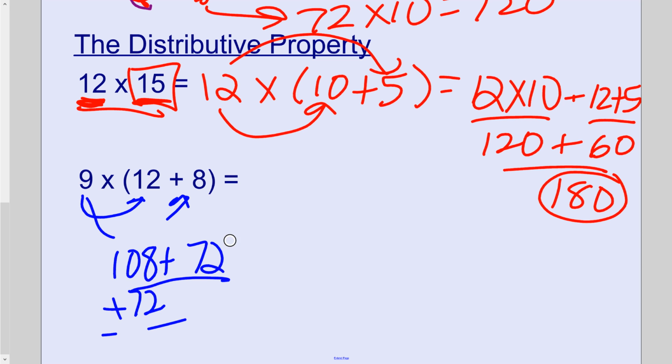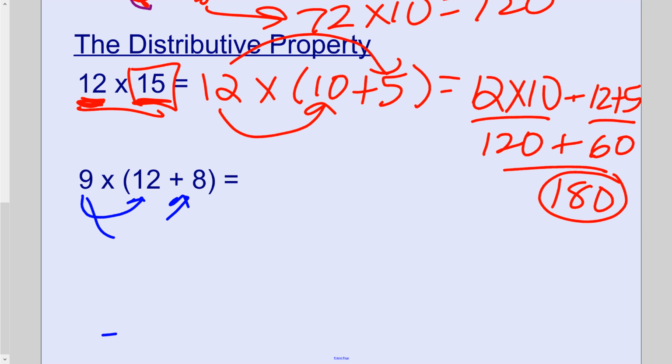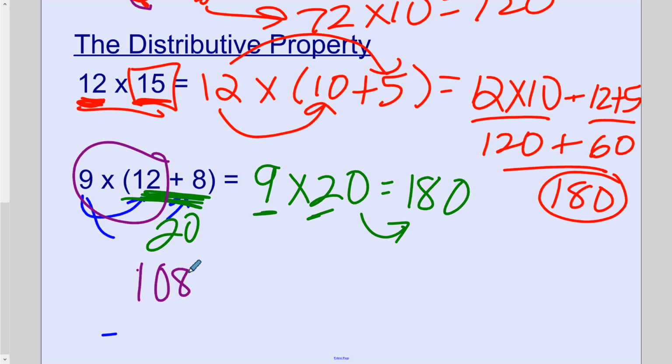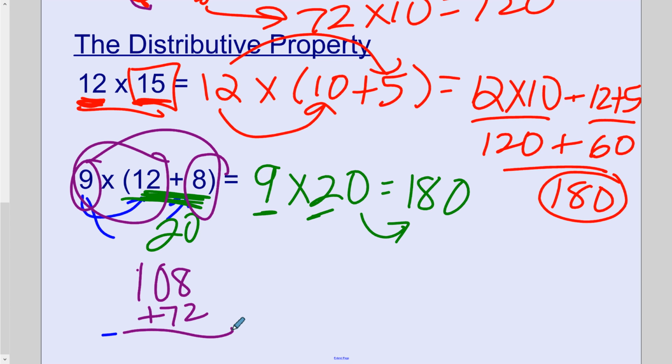What I notice when I see this one is this 12 plus 8, if I were to put that together, that's 20. So why don't I do 9 times 20? Because I now know 9 times 2 is 18. So it's 180. Oh, it's the same answer. So again, 9 times 12 was 108. 9 times 8 was 72. And if I add those, 72 plus 108 is 180. But that's just kind of a different way of taking a look at the distributive property.